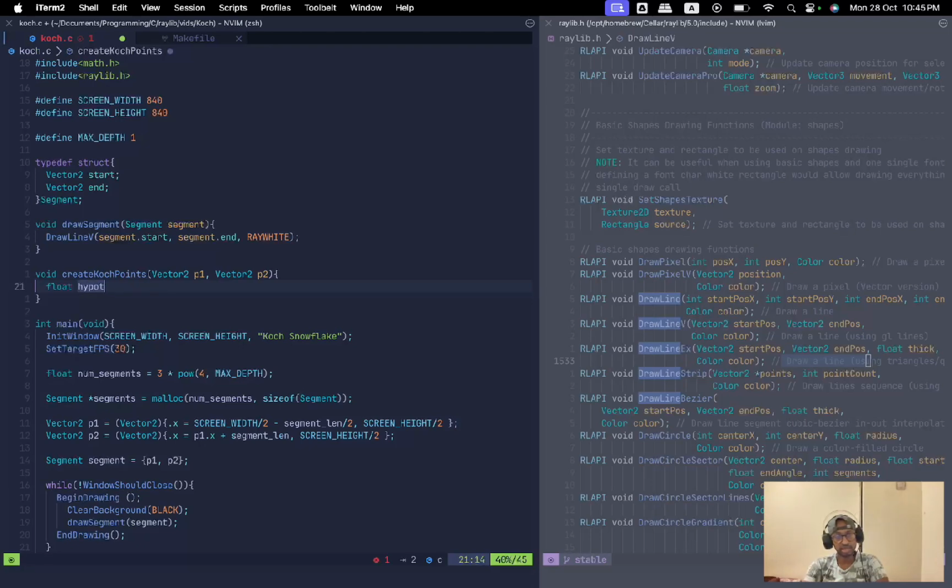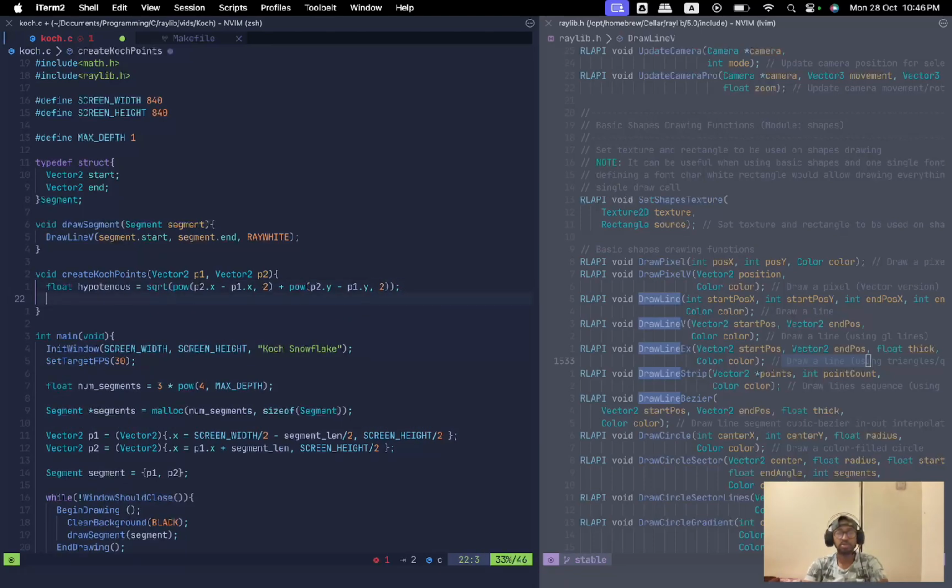Hypotenuse, is it like this? Let's go like this. It is the square root of the power of the difference between p2.x minus p1.x, squared, plus again p2.y minus p1.y, squared. So this will give us the hypotenuse.